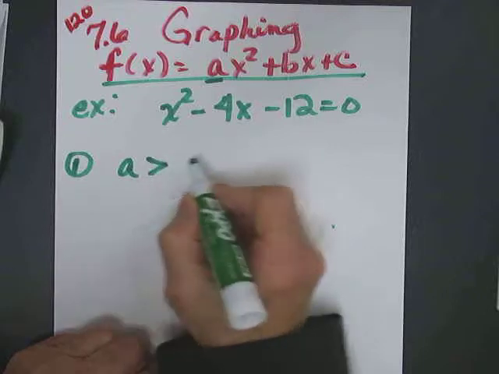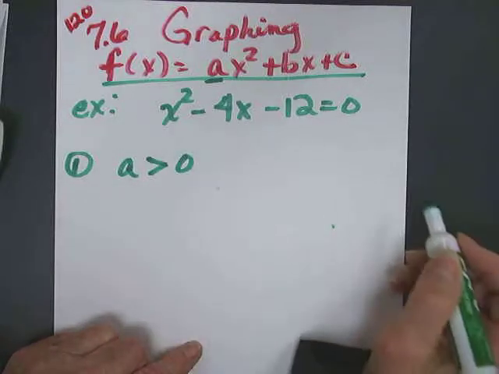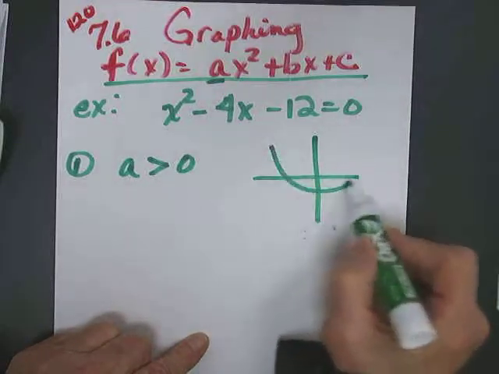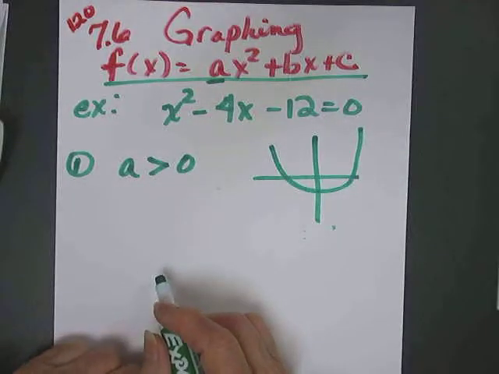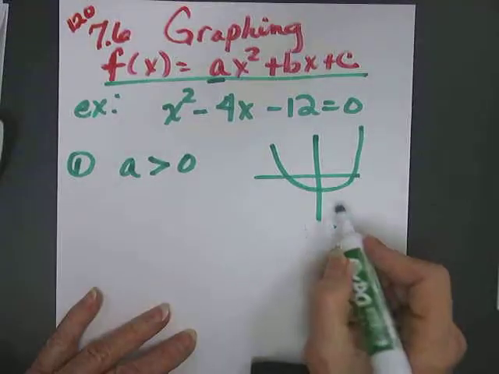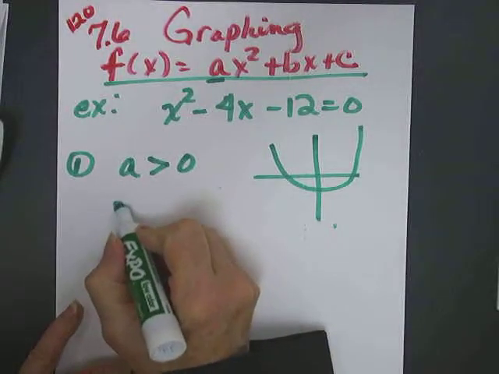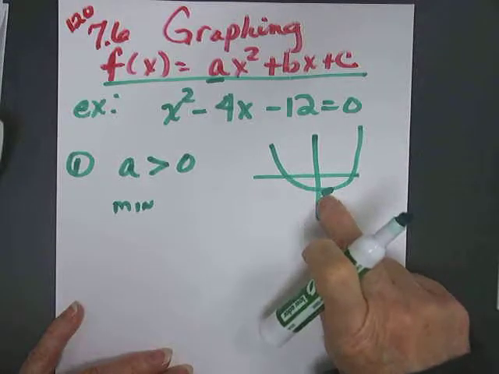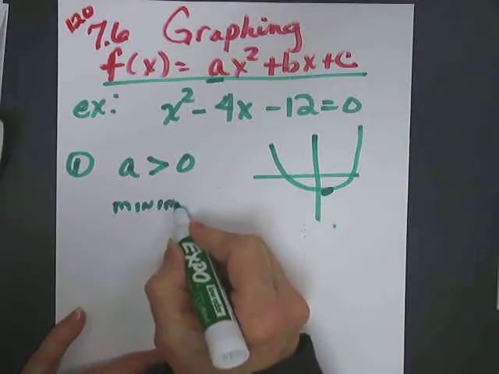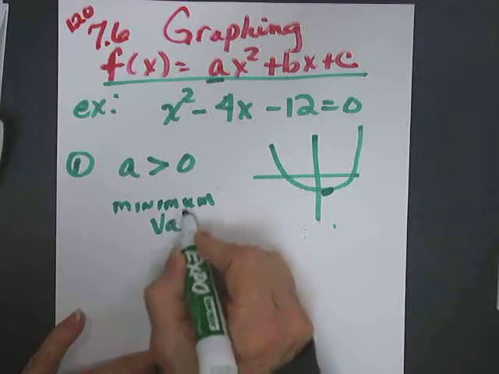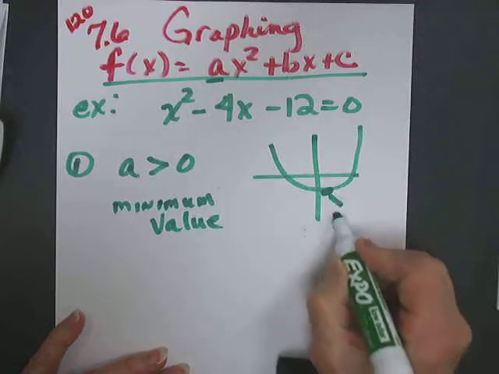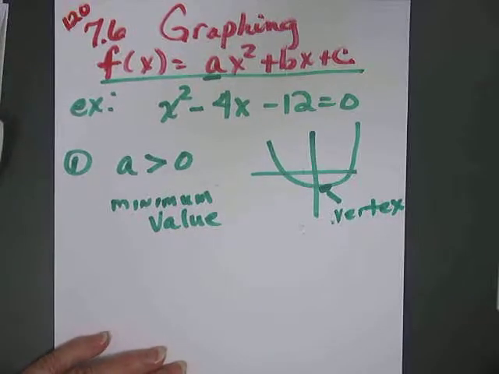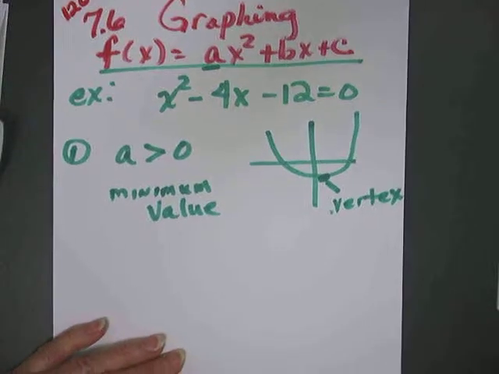if the A is positive, greater than 0, you're going to have a graph that opens up and it will have a minimum value. This would be a minimum. The vertex, the tip of it down here, will have a minimum value. That's called the vertex. Okay?